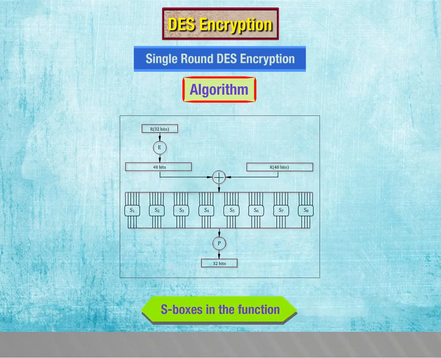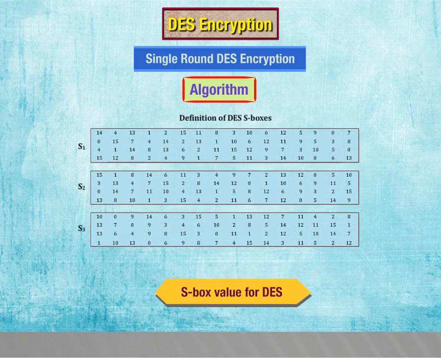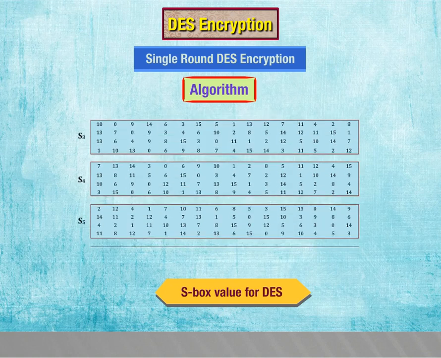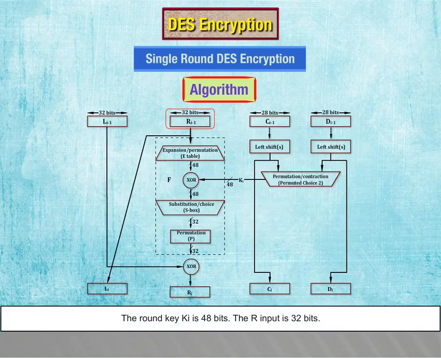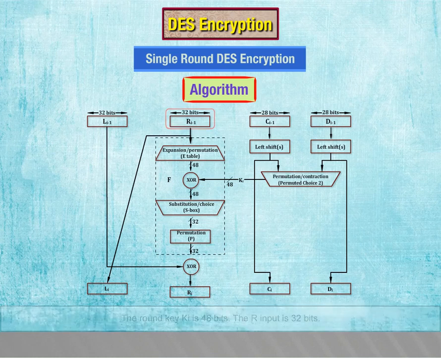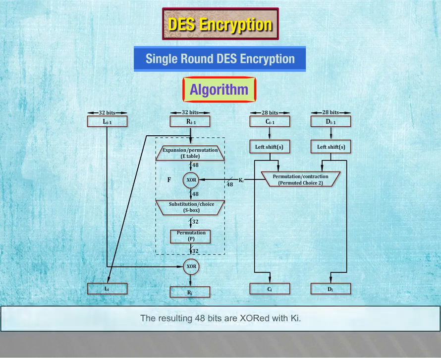S boxes in the function. Selecting entry in S box. S box value for DES. The round key Ki is 48 bits. The R input is 32 bits. This R input is first expanded to 48 bits by using a table that defines a permutation plus an expansion that involves duplication of 16 of the R bits. The resulting 48 bits are XORed with Ki.